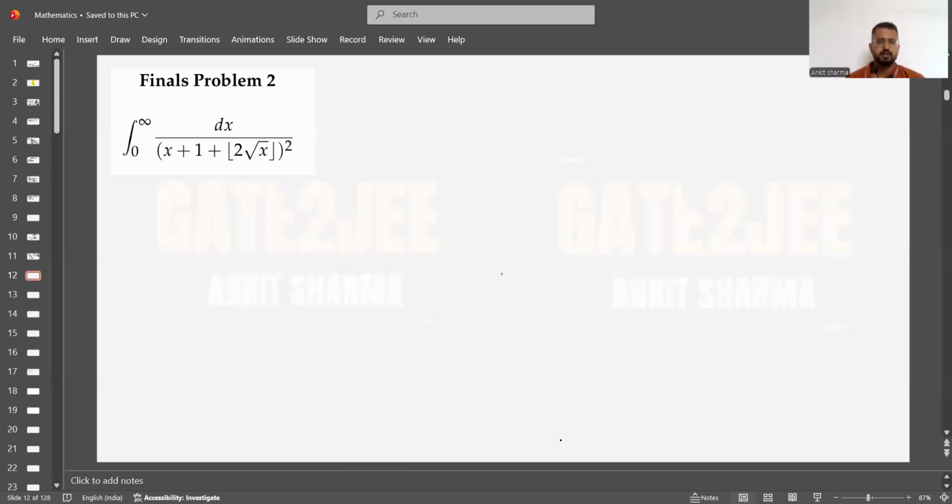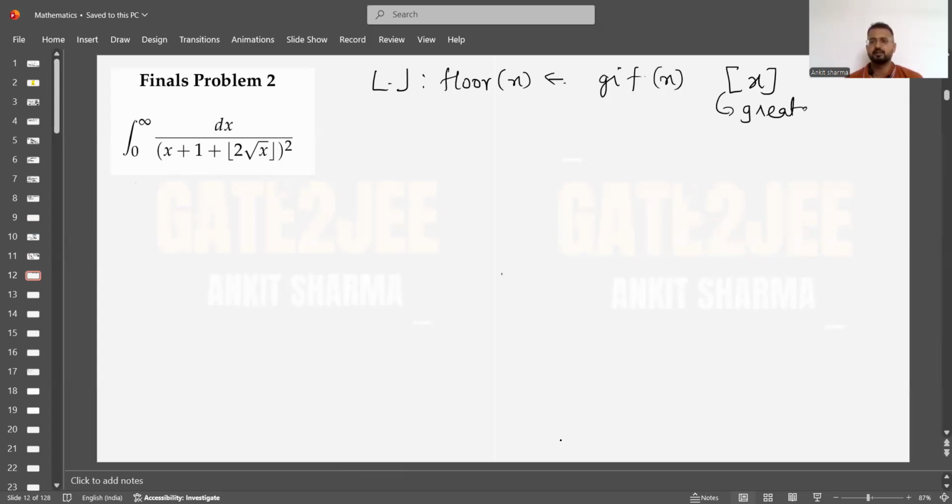So coming to the next one. We have the integral from 0 to infinity of 1 over (x plus 1 plus the floor of 2 times the square root of x). This bracket here denotes the floor of x. And for those who are not comfortable with floor, you must be knowing something called the GIF of x. It's the same as the usual thing, the greatest integer less than or equal to x.